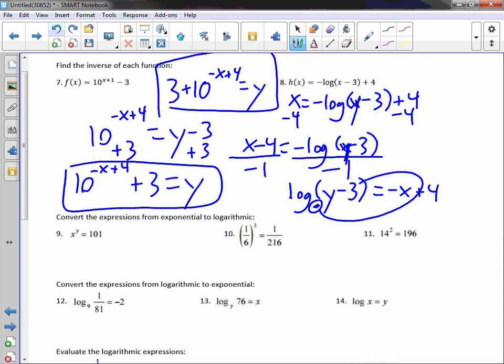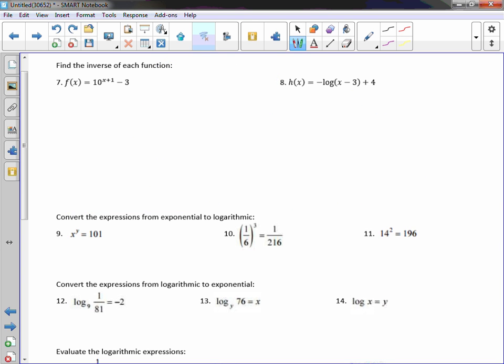I just want to point out real quickly a common mistake that I've been seeing that I want to make sure you guys don't make. In this problem right here, we had x minus 3 equals 10, y plus 1. A very common mistake that I don't want you to make is to divide by 10 right here and then try to cancel that out. That does not work. The only way to get an exponent by itself is to log. So make sure we don't make that mistake.